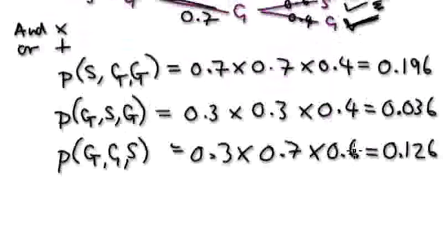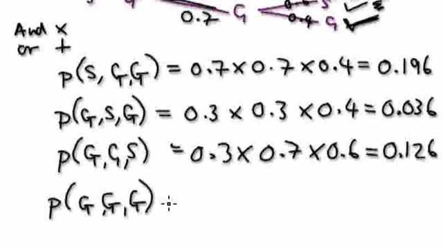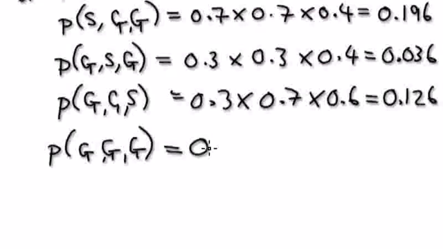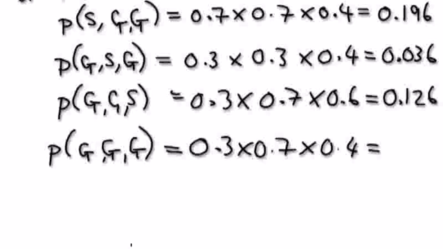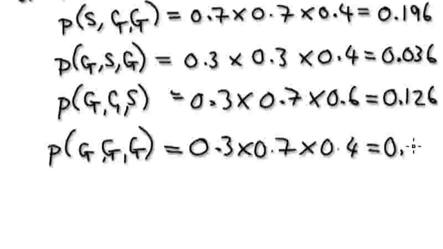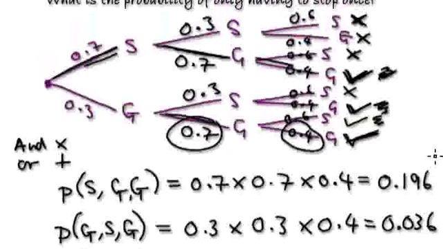The last one is go. This one here. Okay. So hang on. So probability of go, go, go equals 0.3 times 0.7 times 0.4. So calculator, clear it, 0.3 times 0.7 times 0.4 equals 0.0084. Okay.